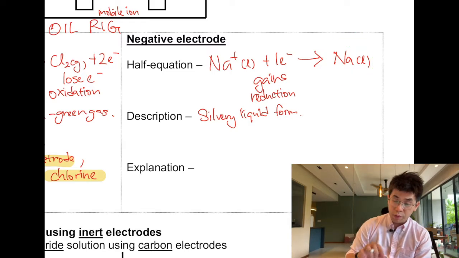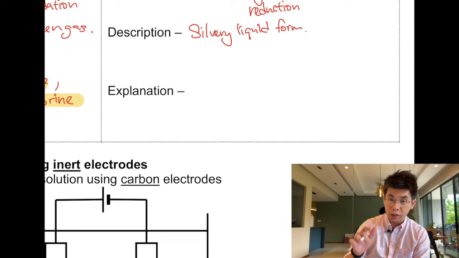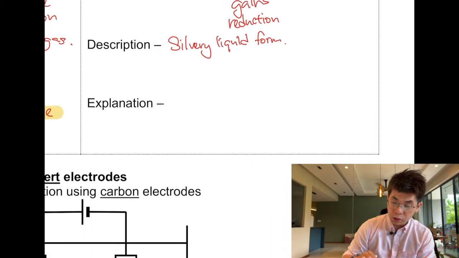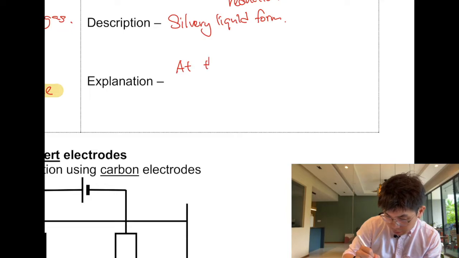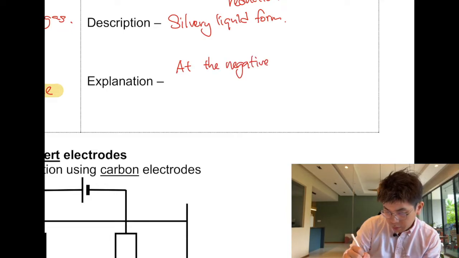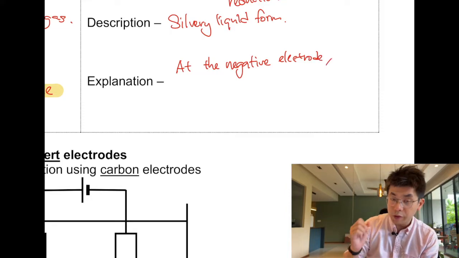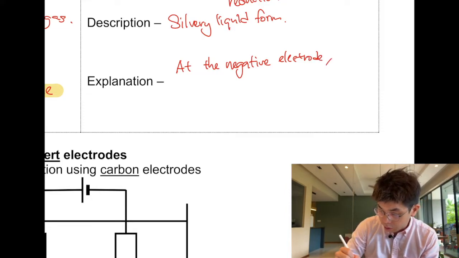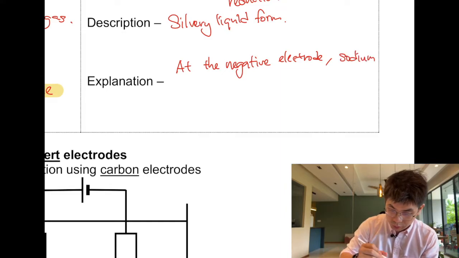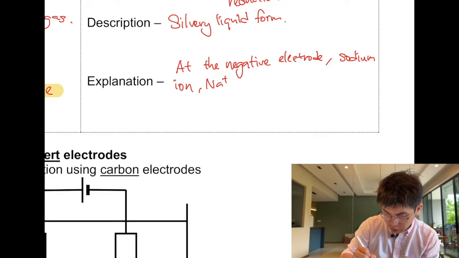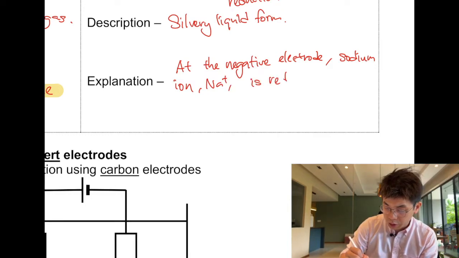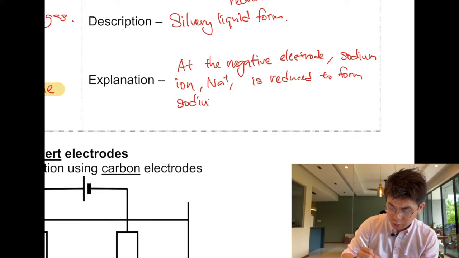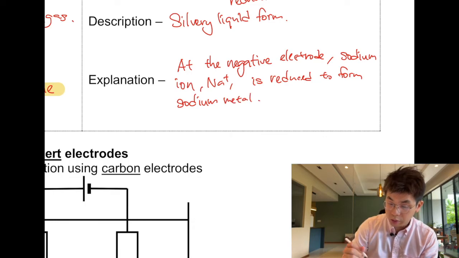And for the explanation, remember what I said just now: location, reactant, reaction, product. So the location is the negative electrode, the reactant is sodium ion, and the reaction is reduced to form sodium metal. So again, location, reactant, reaction, product.